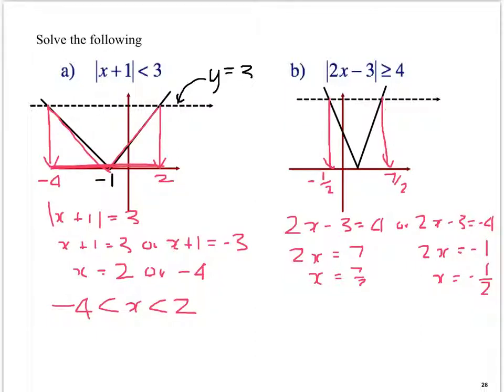Okay, let's look at the graph here. We're looking for when the modulus of 2x minus 3 is greater than or equal to 4. I can see from the graph that it's above 4 for all of these parts of the graph that are going above the line. In other words, it's greater than or equal to 4 when x is greater than or equal to 7 over 2, or for all the x values less than or equal to negative a half, and that is the answer.